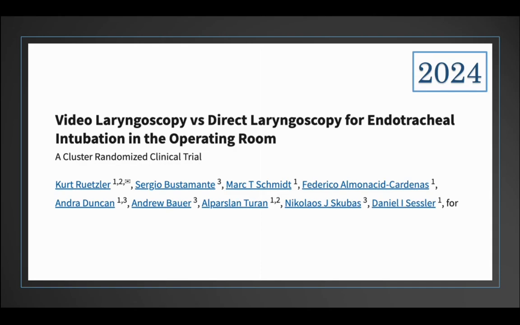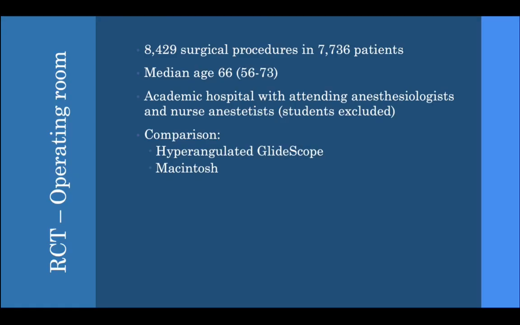Now, 2024 did another study, and this one actually looked at experienced providers. This is an OR study. So just keep in mind when you're looking at an OR study, things like deranged physiology are not as helpful to compare because these are planned intubations a lot of the time. So this OR study was very big and it was randomized and controlled, and they looked at 7,736 patients. Median age was 66, and this was at an academic hospital. So they were looking at attending anesthesiologists and nurse anesthetists. So they excluded any student intubation.